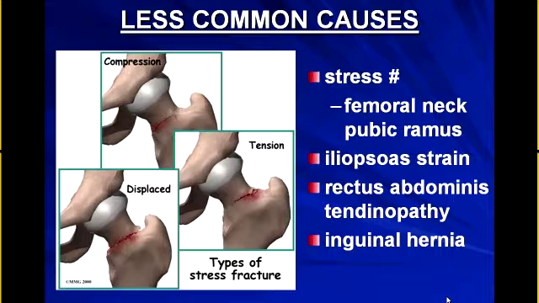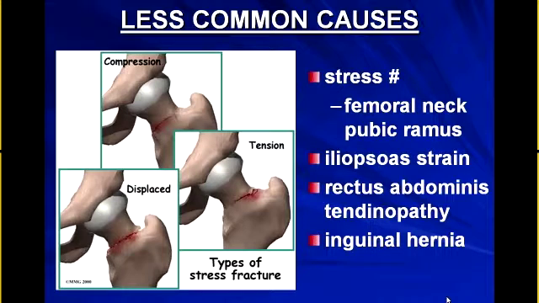So the compression fractures, the top diagram there, those are often treated non-weight bearing conservatively. But the tension fracture, where weight bearing of any description, or even the weight of the leg, can actually cause that to fracture through. So those are usually surgically repaired. So the other causes of anterior hip pain: iliopsoas strain. So again, you see those in martial arts and gymnasts.